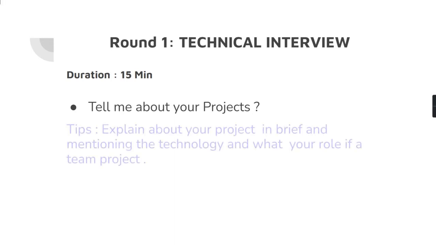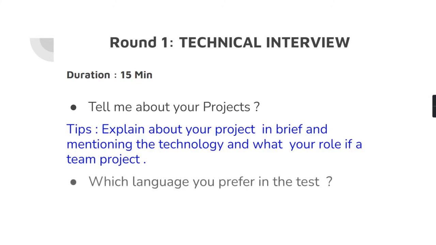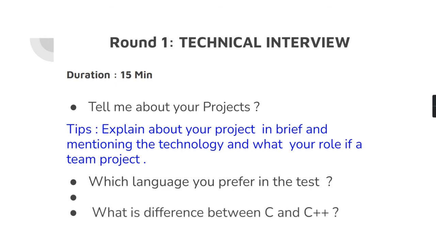The next question he asked was which language you preferred in the test. So you must also prepare the questions that you solved in the test because he might ask that. The next question was, what is the difference between C and C++? Let me tell you that I have mentioned in my resume that I have knowledge of C and C++. So whatever language you have mentioned in your resume, you must prepare that thoroughly. So moving to the next question.